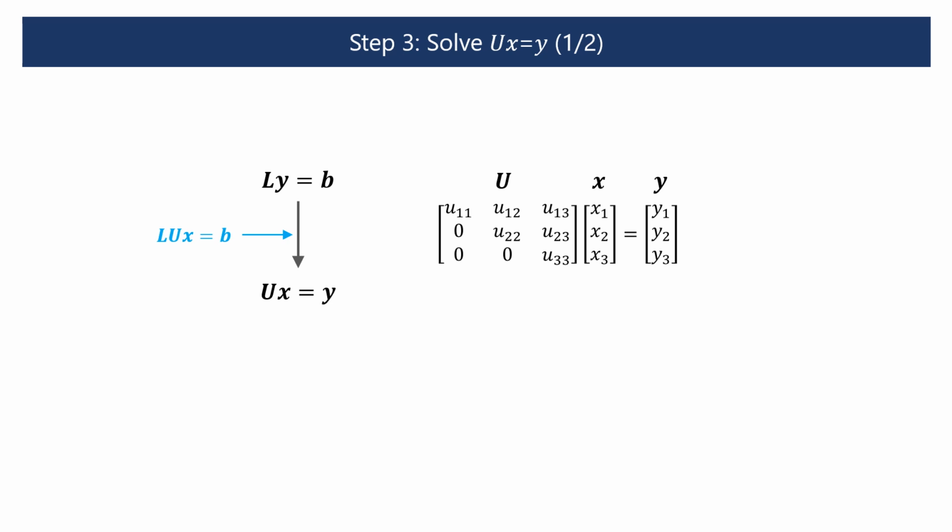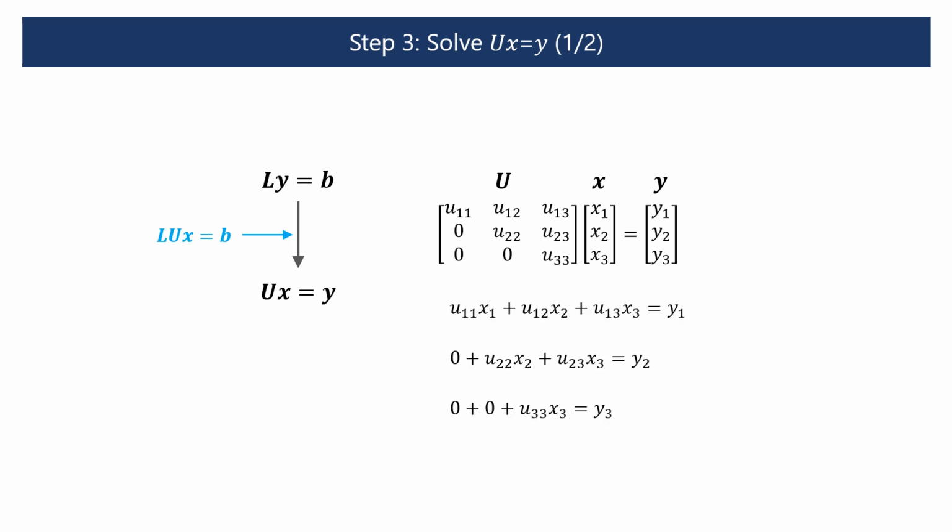Now that we have solved for y in the equation Ly equals B, the next step is to solve for x by solving the equation Ux equals y. Recall that U is the upper triangular matrix from our earlier decomposition. We need to solve this system using back substitution, which is a method for solving upper triangular systems.